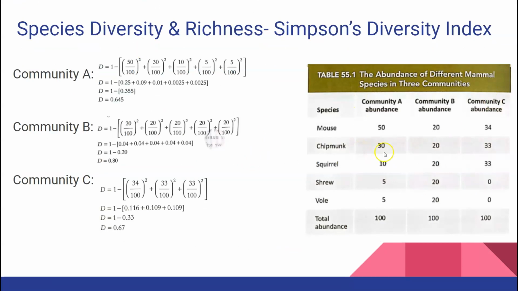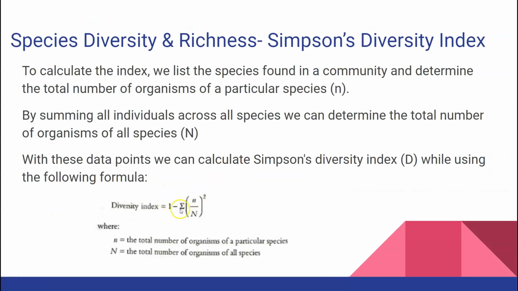In this table, we have community A, community B, and community C. We're seeing the abundance of each species: mouse, 50, 20, 34; chipmunk, 30, 20, 33; squirrel, shrew, vole, and then we have the total abundance. There are 100 organisms in each of these communities. To figure out which community, A, B, or C, is the most diverse, we need to use the formula from the prior slide.